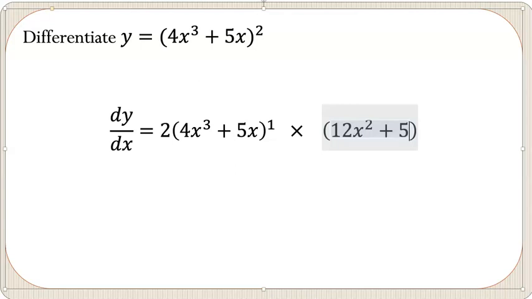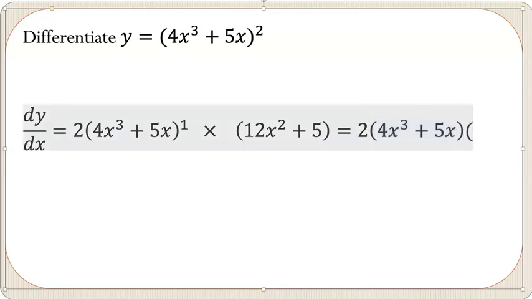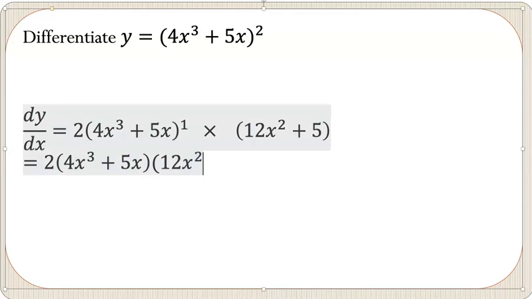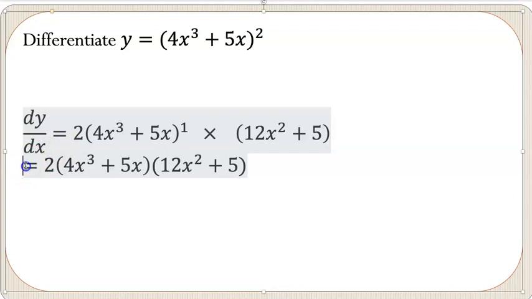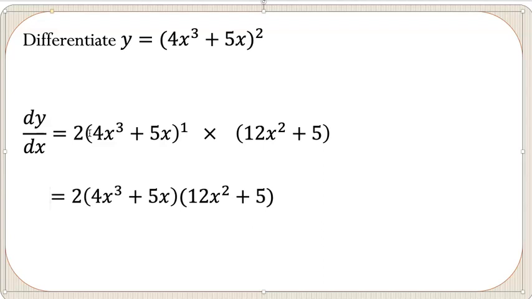Except that this one can now be simplified a lot more. Right? Because what we really have is this: 2 times 4x cubed plus 5x times 12x squared plus 5. Alright, so this is what we really have now. And technically this can be expanded. Alright, so we're doing a multiplication. So it's 2 times the first term times the second term. So let's do the first expansion.